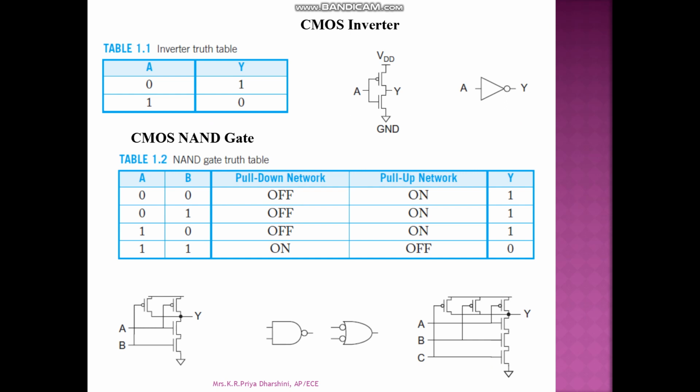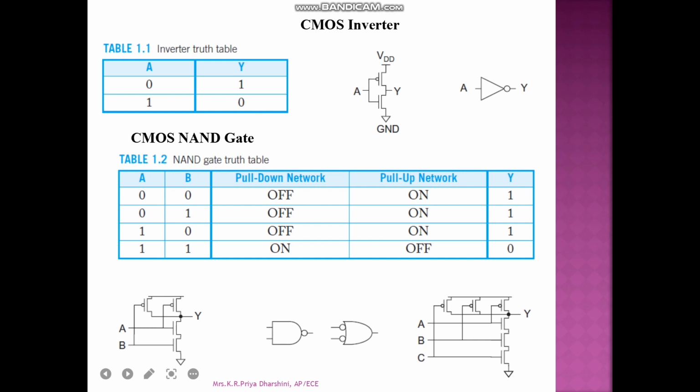So when we take an example for a two input, that is A and B. For 0, 0, the pull down network will be in the off condition. Pull down network, in the sense, NMOS is called the pull down network and PMOS is called the pull up network. So the pull down network will be in the off condition and the pull up network will be in the on condition. So when this is in the on condition, we'll get the output as 1.